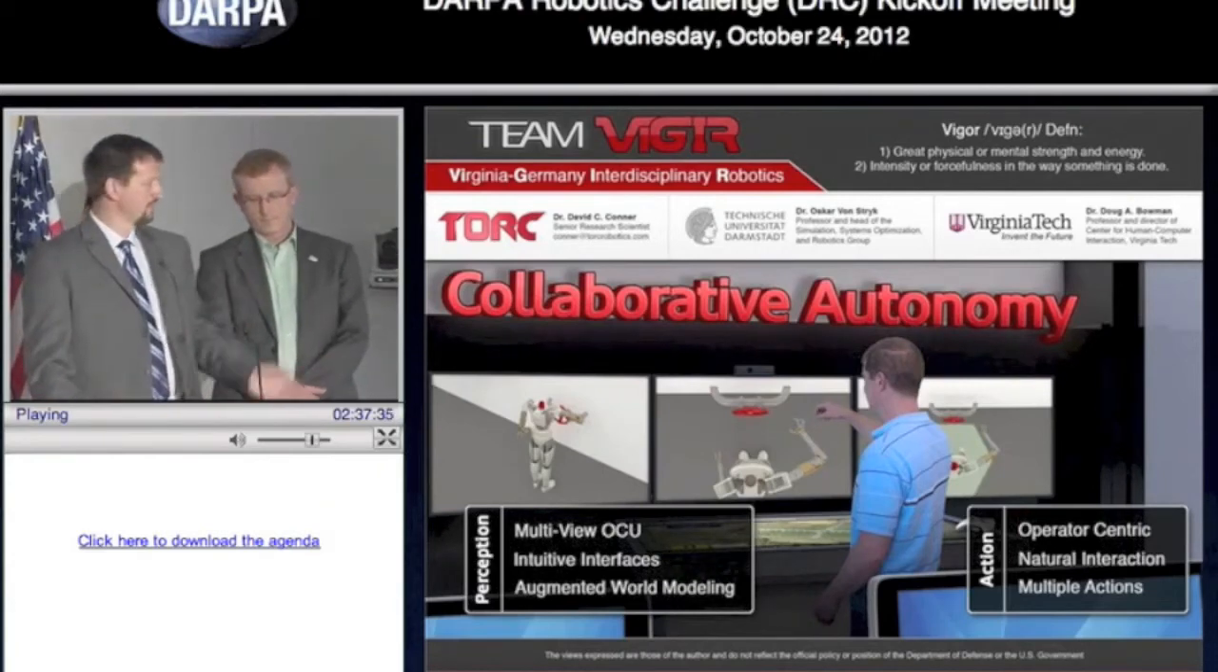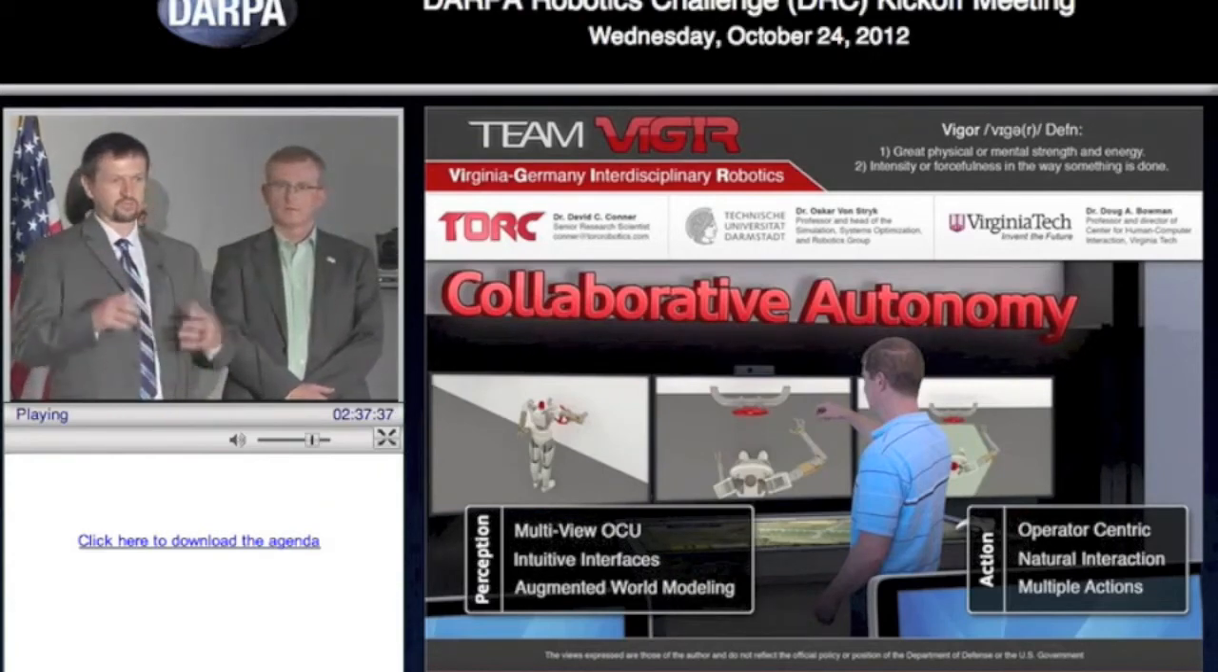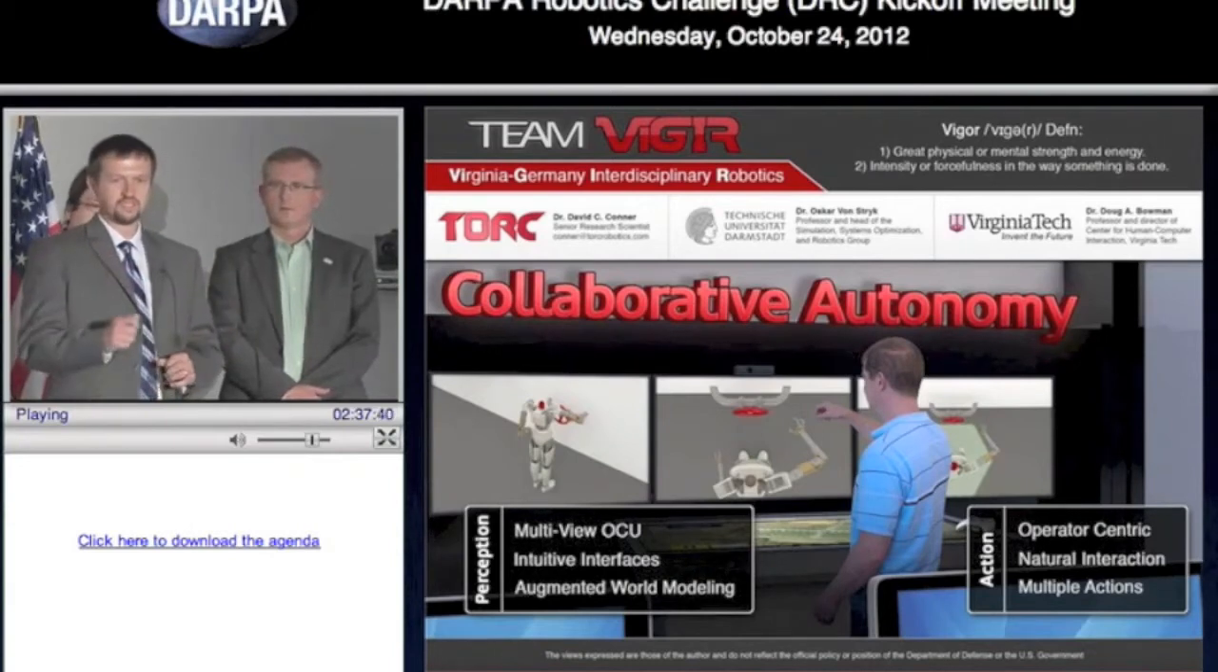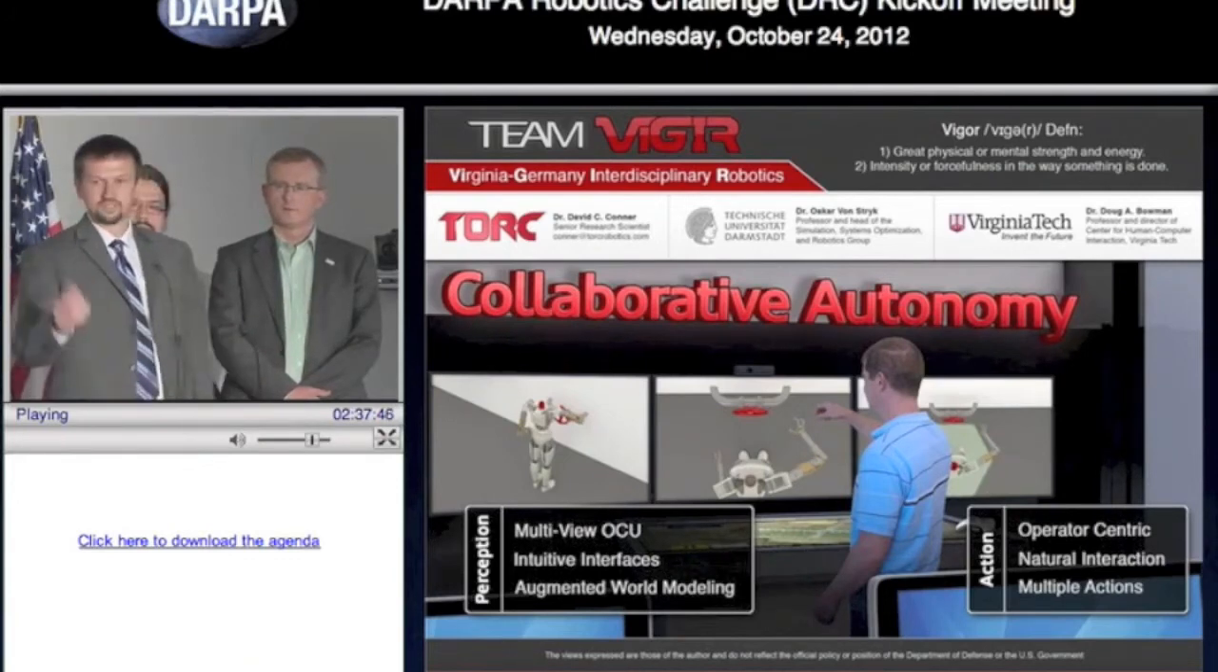But then on the flip side, we're going to look to have a more operator-centric focus so that it's very easy for the operator to choose multiple actions so that they can control the robot. Now, next slide.